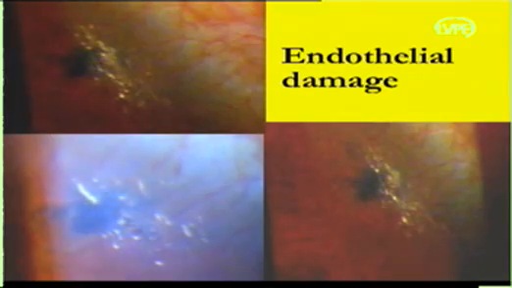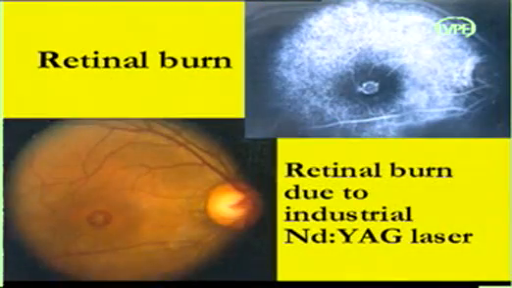The complications of laser iridotomy are iritis, post-laser intraocular pressure spikes, hyphema, closure of iridotomy site, corneal endothelial burns, retinal burns, and cataract.